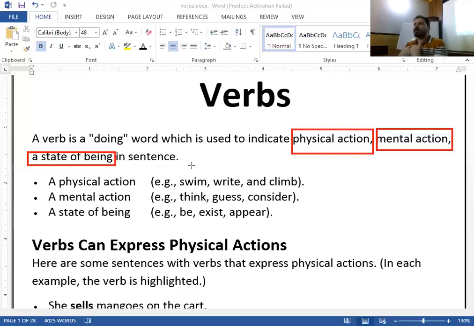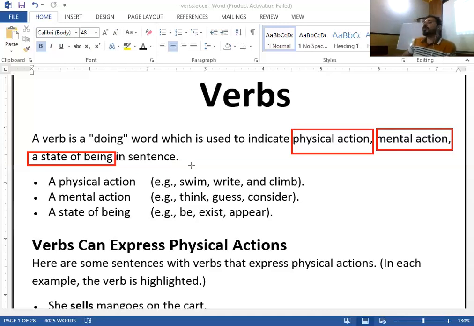Here in this example, if I say I'm a teacher and I'm talking about myself, am I performing an action? Is it a physical action? No. Is it a mental action? No. For that existence, I am a teacher, am is a verb showing a state of being. You are a student. You are a student.